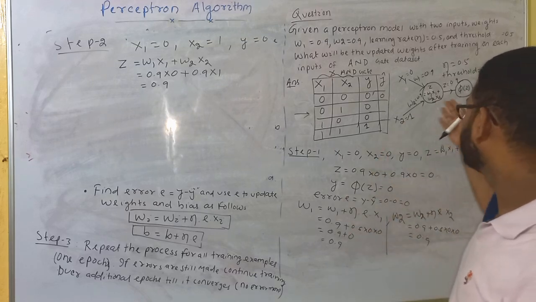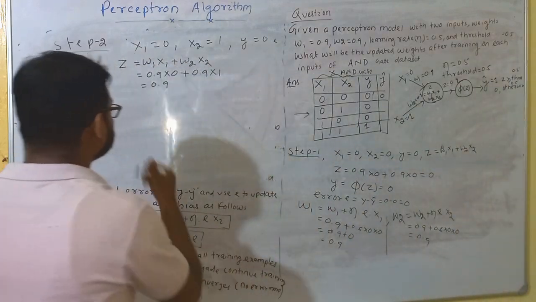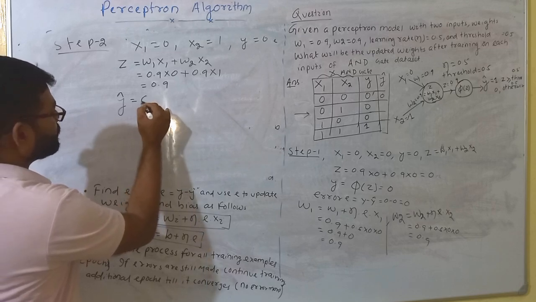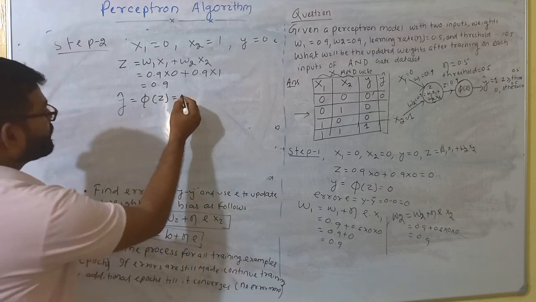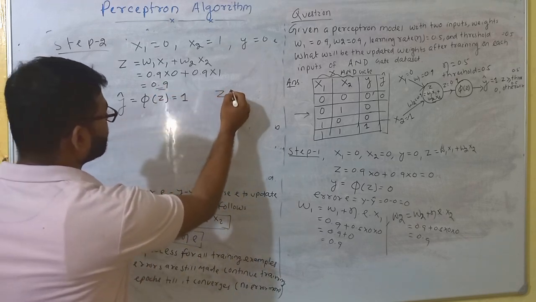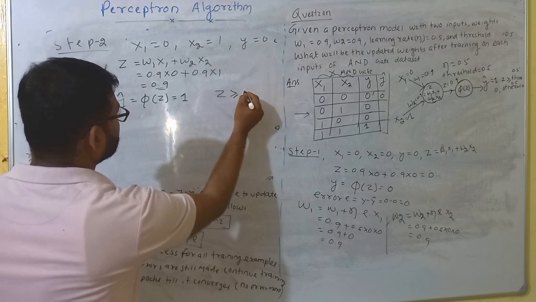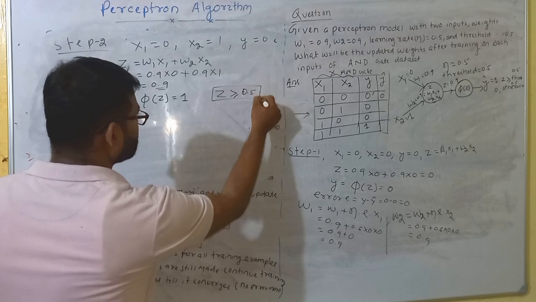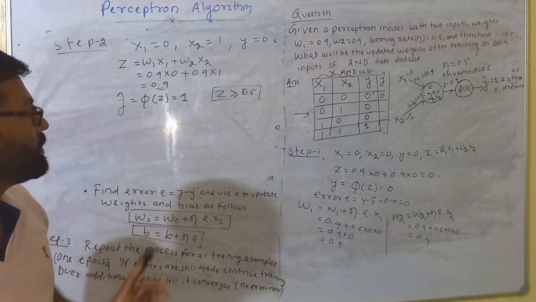Okay. So according to the concept, what is my output y cap, the y prediction? Y prediction is equal to phi of z, which is going to give me 1. Why? Because the z value is greater than or equal to the threshold. What is the threshold value? 0.5. Since my z value 0.9 is greater than or equal to 0.5, my output here is equal to 1.